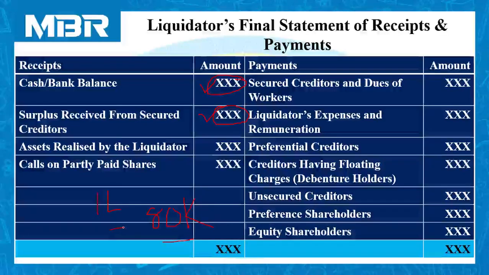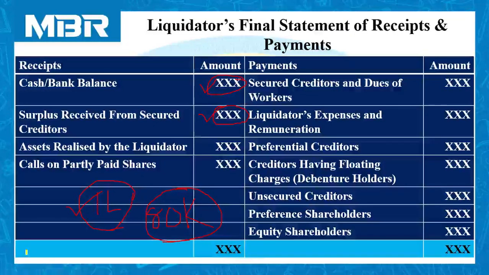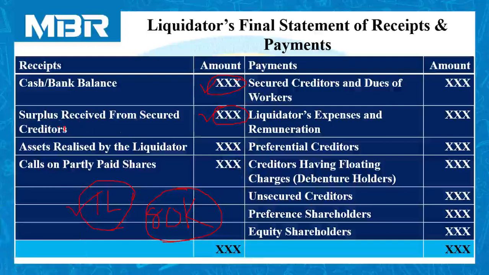So what will happen? The bank will sell this land and building for rupees 1 lakh. They will recover 80,000 rupees related to the loan on this land and building, and at a later stage 20,000 rupees will be refunded or returned to the liquidator of the company. So this particular item is defined as surplus received from secured creditors.